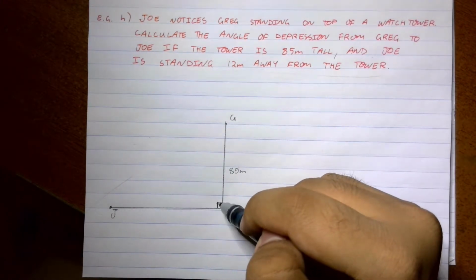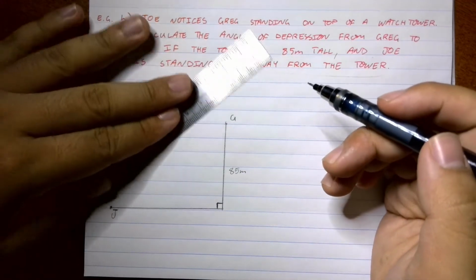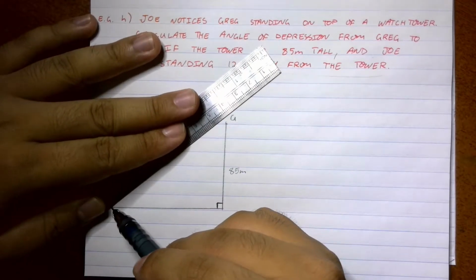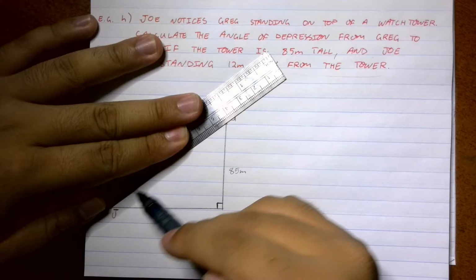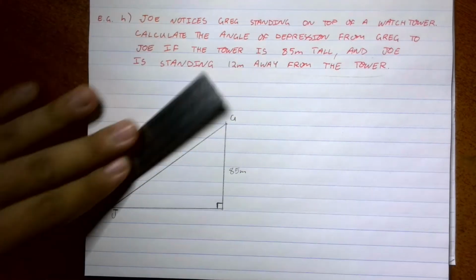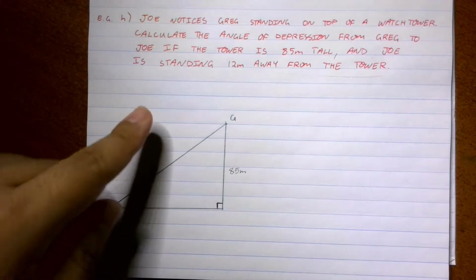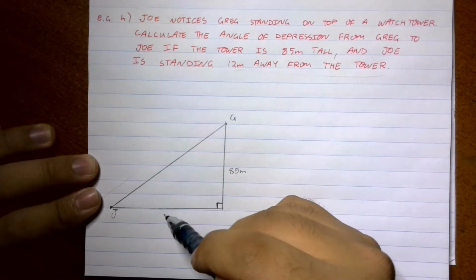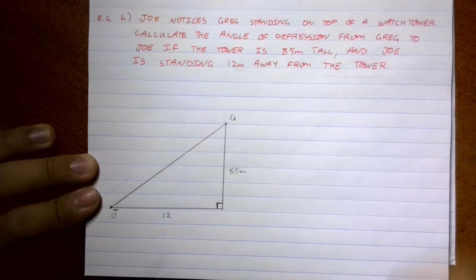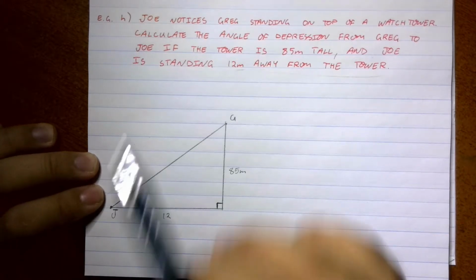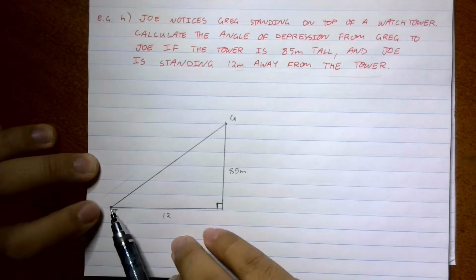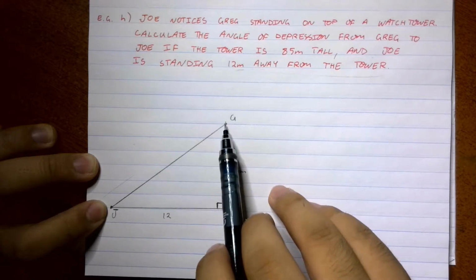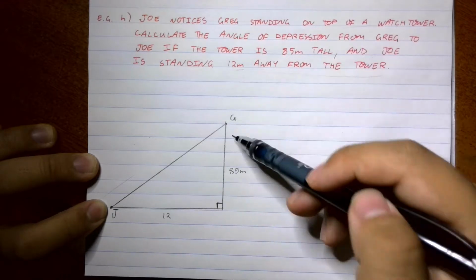Here we go. So here is our triangle. Now, Joe is 12 meters away from the tower, so this is 12. Let's reread this just to be sure. Joe notices Greg. So Joe is here, notices Greg standing on top of a watchtower. Here's our tower.